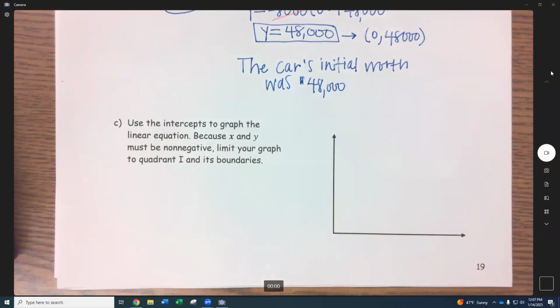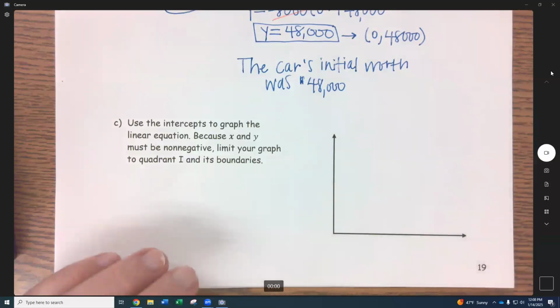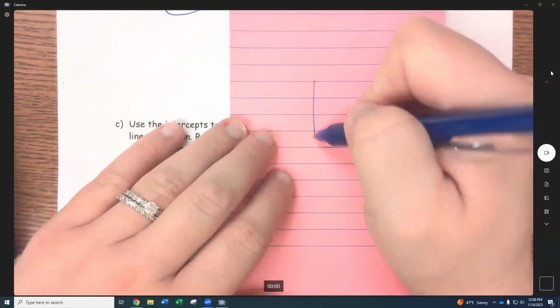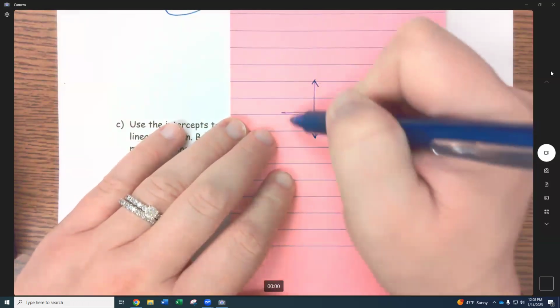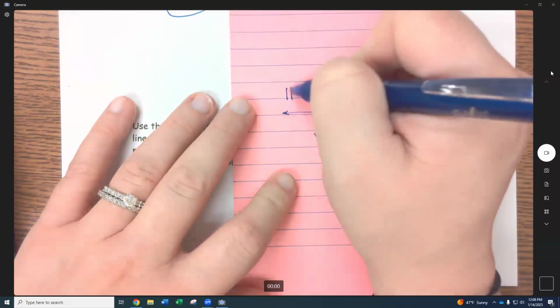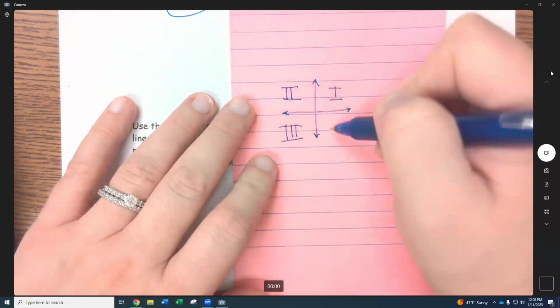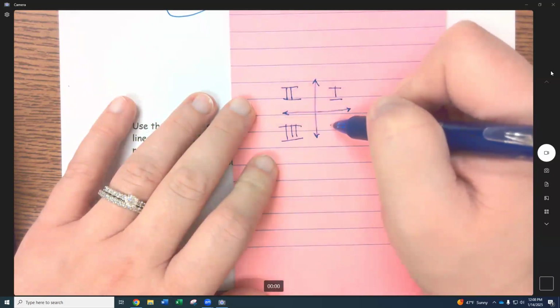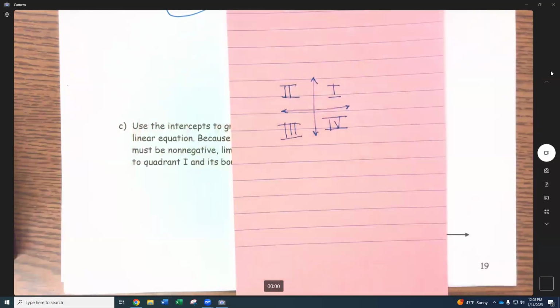Now, here can be a reason why it is so useful to find intercepts. Part C says use the intercepts to graph the linear equation. Because x and y must be non-negative, limit your graph to quadrant 1 and its boundaries. Okay, so what does that mean? When you have a graph, you have 4 different quadrants. You have quadrant 1, goes counterclockwise, 2, 3, and then I always get 4 backwards. What is it? 4. Okay.